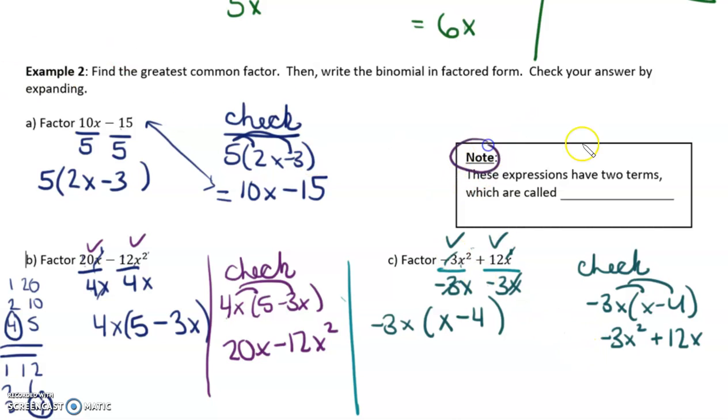Okay, so all of these expressions have two terms, which are called binomials. Example 3, factor 3x squared minus 9x plus 12 completely. Okay, this expression has three terms, which is a trinomial. We factor this one by taking a look at all three of these terms and seeing what we can pull out.